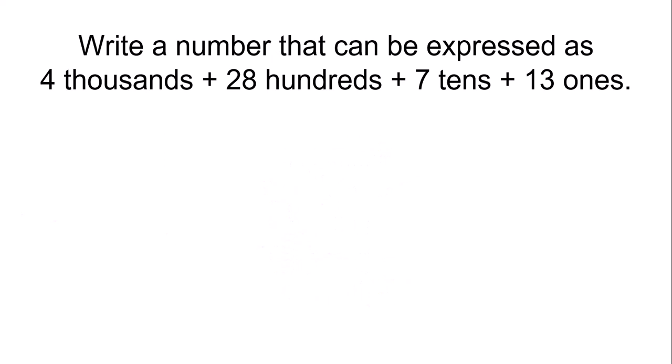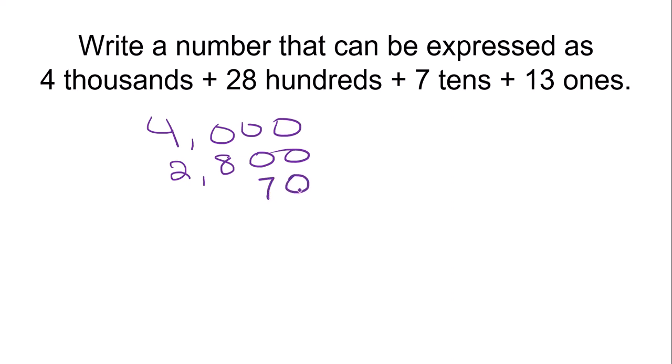Alright, let's write a number that can be expressed as 4,000 plus 28 hundreds plus 7 tens plus 13 ones. 4,000. 28 hundreds means I'm going to have 2 zeros at the end, so I have to write the number 28 first and then 2 zeros at the end, which is essentially 2,800. 7 tens means I'm going to have 1 zero at the end, and 13 ones just means the number 13. Let's add them all together and see what we get.